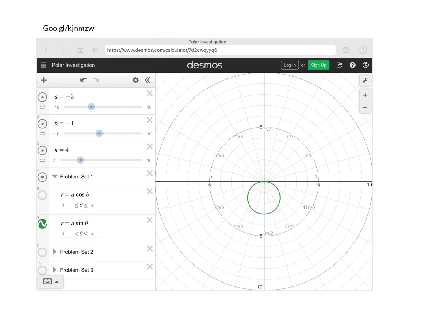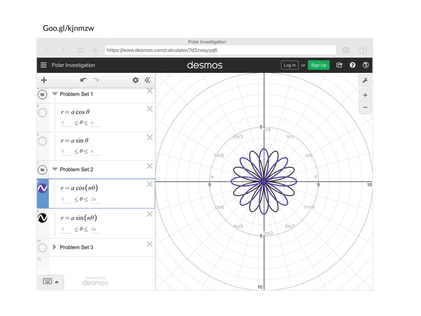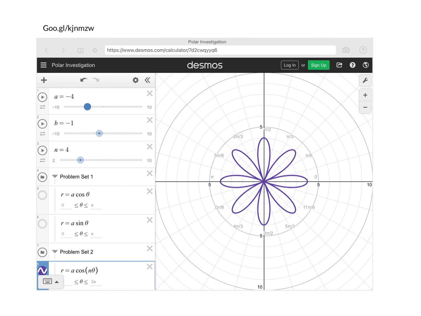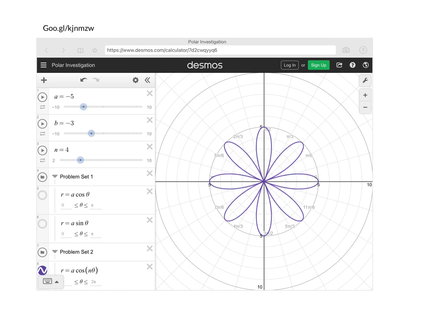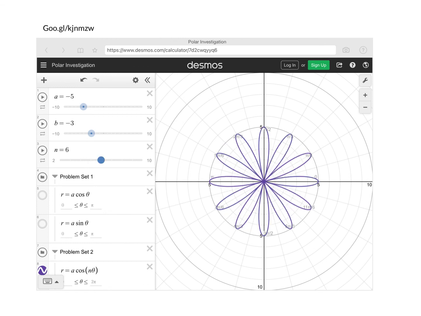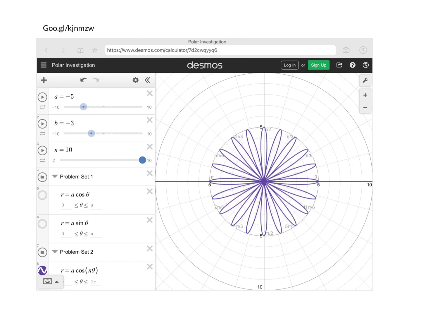Okay, so those are pretty basic graphs, and again, you can get in and play with this if you would like. I would like to look at problem set 2 and just turn on one of these graphs. I'm going to go up to the top and slide my A in and out, and you can see it just makes my graph a little bit bigger. And if we go to the N and change our N, it changes how many petals we have for the polar coordinate.